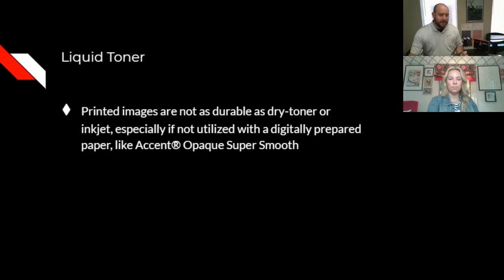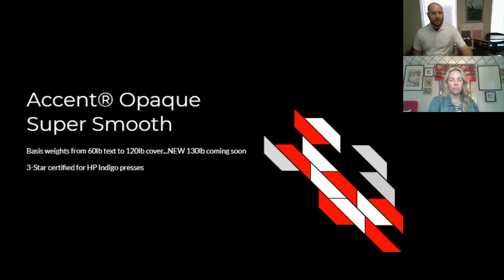One downside to the Indigo technology is that with it being a liquid ink, I've heard the term used like it's a softer ink, and so sometimes it can be considered not as durable as dry toner or inkjet, and that's especially true if the printer is not utilizing a digitally prepared or digitally treated paper like the Accent Opaque Super Smooth sheet. I'm going to transition to the next slide, and AJ is going to talk a little bit about that.